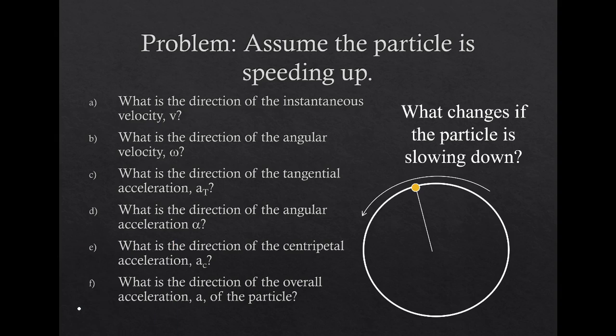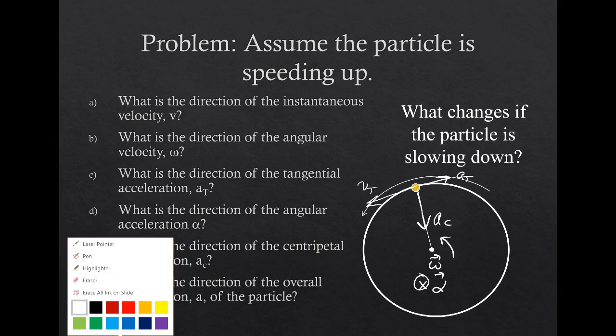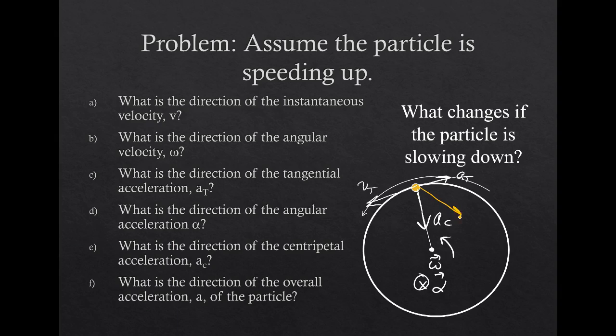Okay, so first of all, the velocity still goes this way, vt, and the angular velocity is still going out of the page, but the tangential acceleration at will be opposite of vt because it's slowing down, and the angular acceleration, because of that, will be into the page. The centripetal acceleration will still be inwards, and the overall acceleration will be sort of back like this. Again, the vector sum of the two.